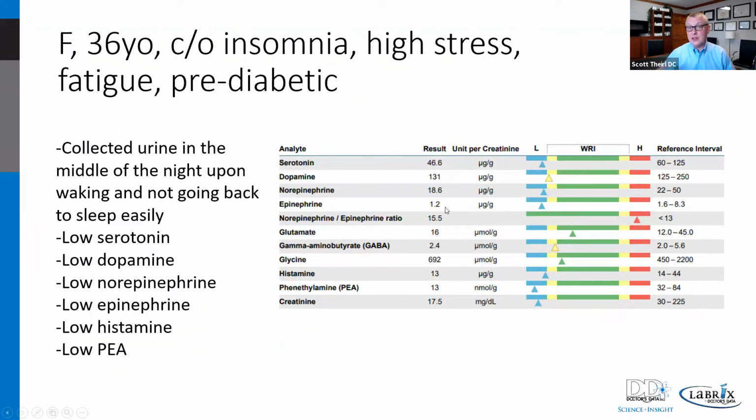That's actually technically low on the reference range, right? But at night, you don't need much epinephrine. So I'm okay with that being on the low side, 1.6 to 8.3. We don't have an overexcited system from norepinephrine and epinephrine. Cross those off the list.